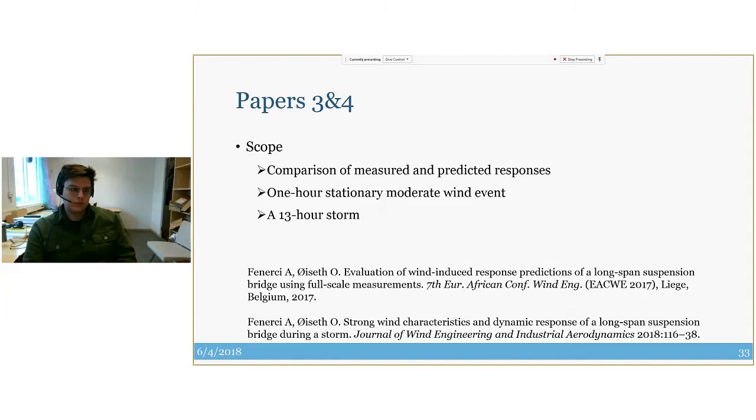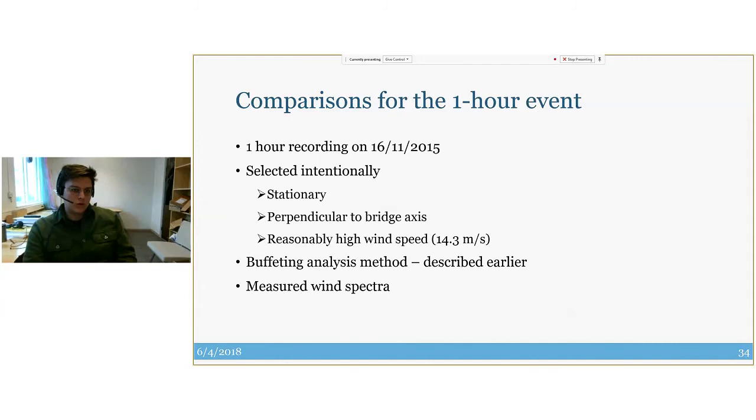So for the 1 hour event, this was recorded in November 2015. We selected this particular recording intentionally because this was exceptionally stationary, and the wind flow was perpendicular to the bridge axis. So this is sort of agreeing with the assumptions we make in the predictions. And the wind speed was reasonably high, around 14.3 meters per second.